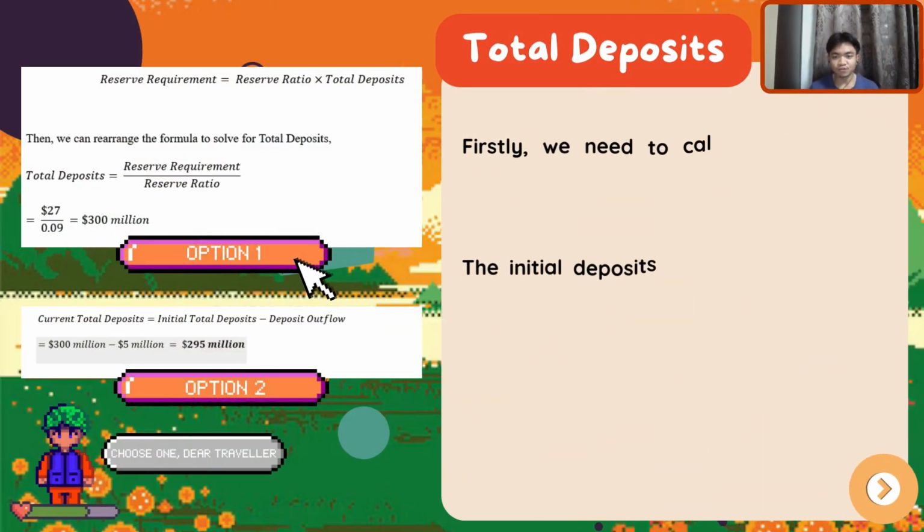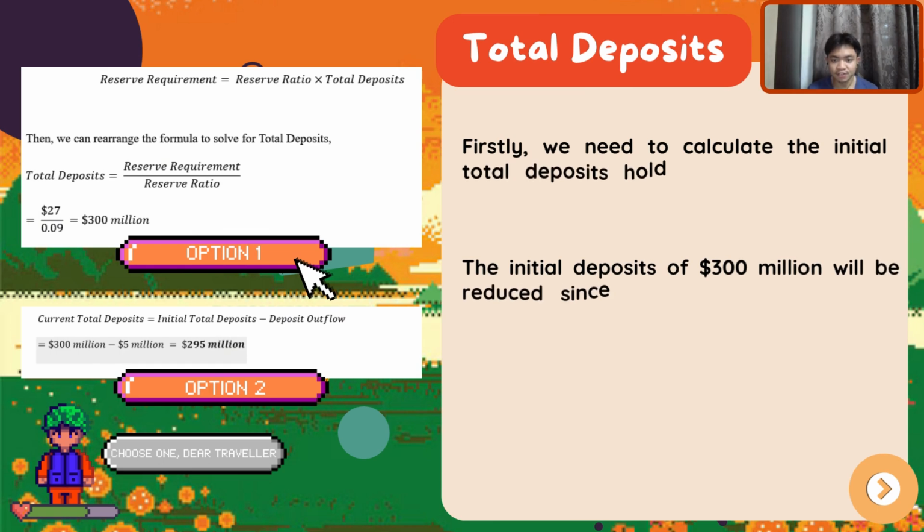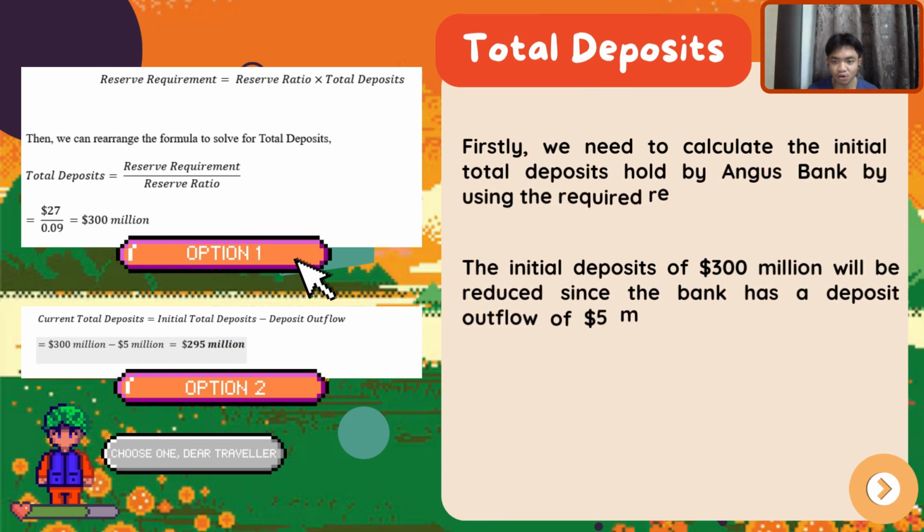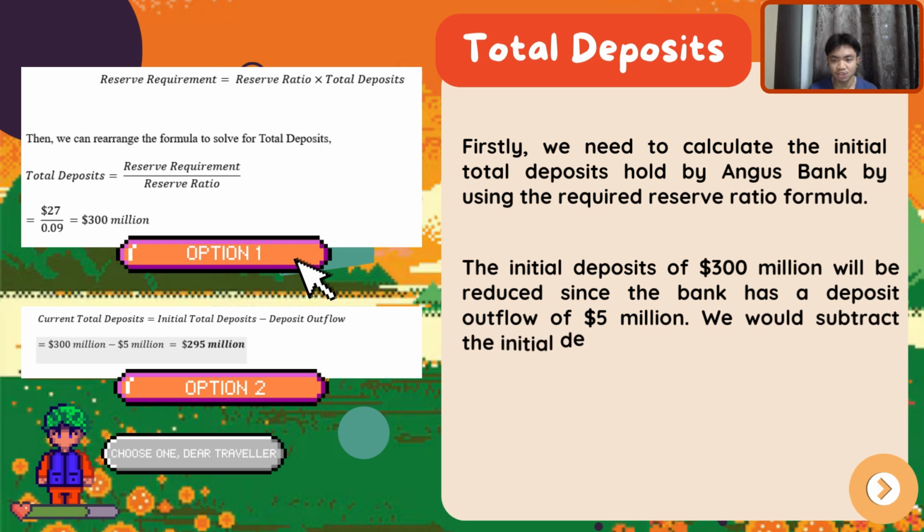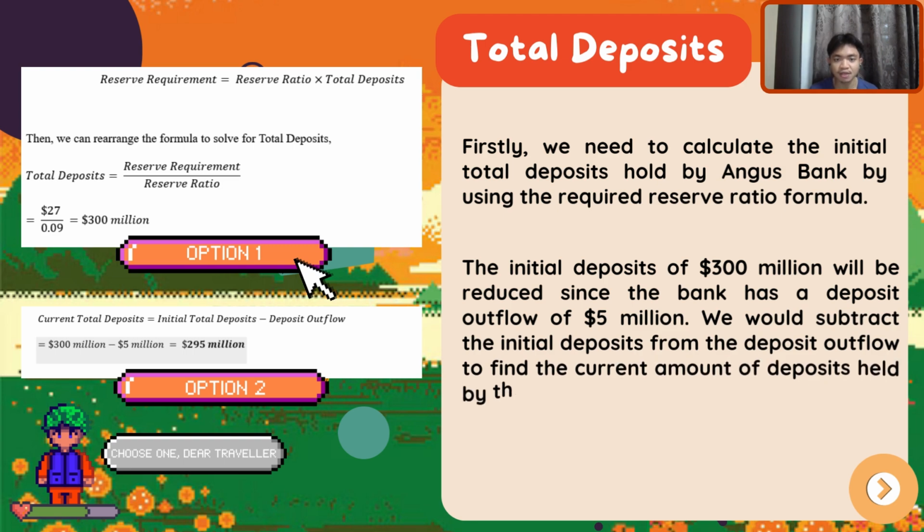Firstly, we need to find the total deposits. We need to calculate the initial total deposits held by Angus Bank by using the required reserve ratio formula. The formula is reserve requirement equals reserve ratio multiplied by total deposits. Then we can rearrange the formula to solve for total deposits, where total deposits equal reserve requirement divided by reserve ratio. Based on the information given by the question, we compute 27 divided by 0.09, which equals 300 million.